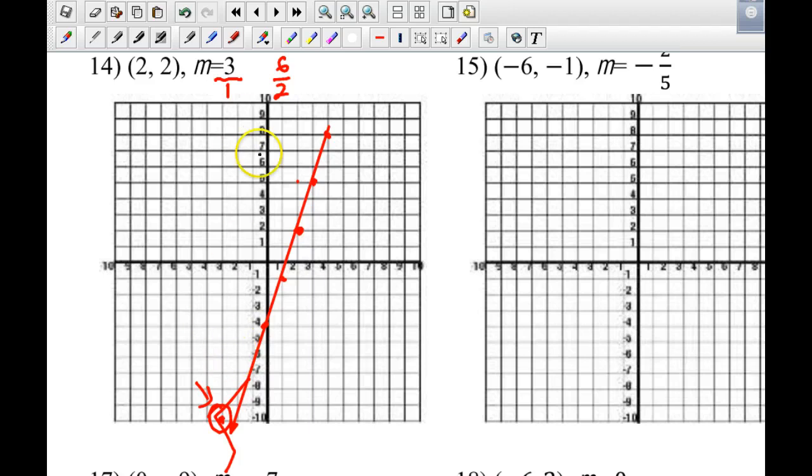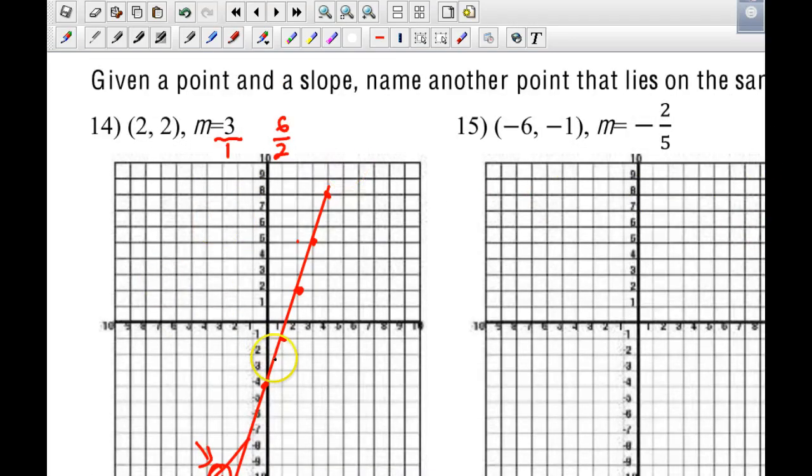So the answer to the question would be 6 over 2? Well, what does the question ask? Give another point. So what's another point on the line that works? 6, 3. 6, 3 does not work. It does? Oh, it's 5, 3. Yeah, about 3, 6. Okay? Oh yeah, I was reading it wrong.